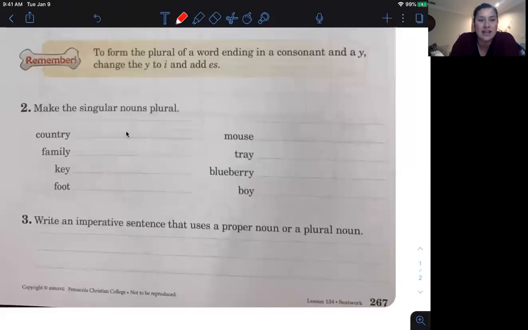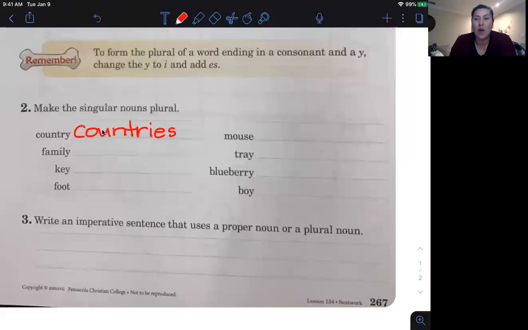All right. So where it says country, how would I make country, if we're talking about more than one? It's countries. Well, let's see. Is that ending in a consonant and then the letter Y, or a vowel? Well, R is a consonant, so we're going to change the Y to an I before you add ES. So countries, I and then ES. Good job.